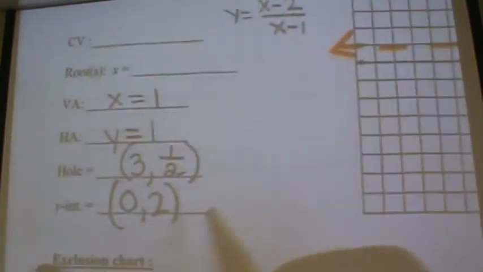Okay. How about the y-intercept? Can you do that? 2, (0, 2). When you plug 0 in here, you get 2, so (0, 2). Put a nice colored-in circle right there.